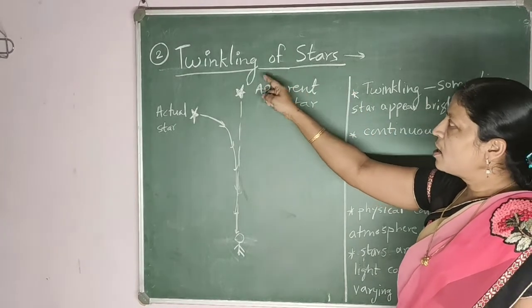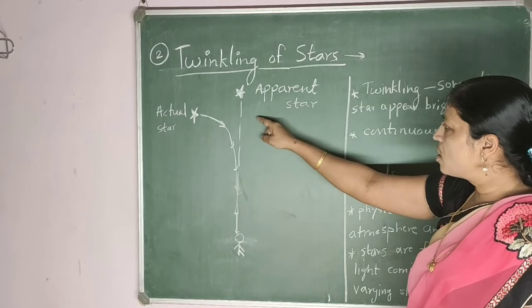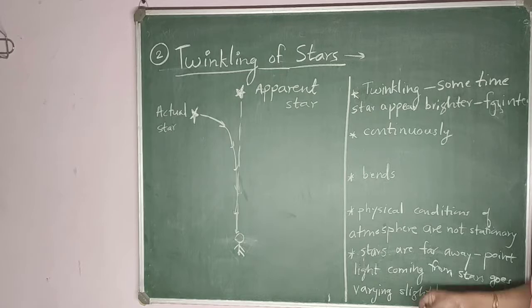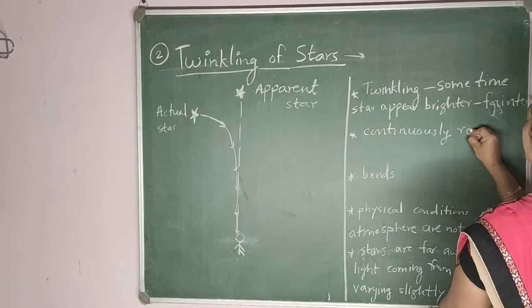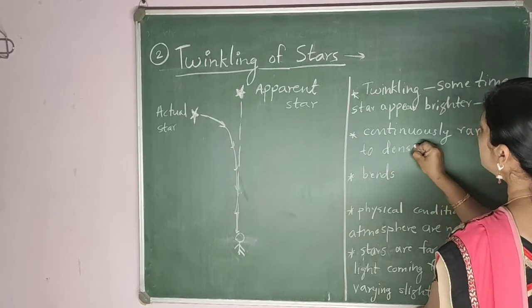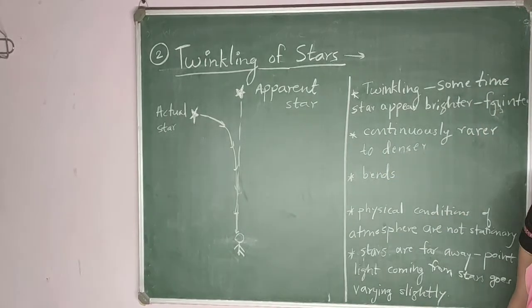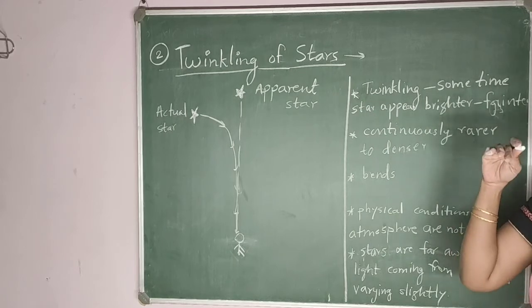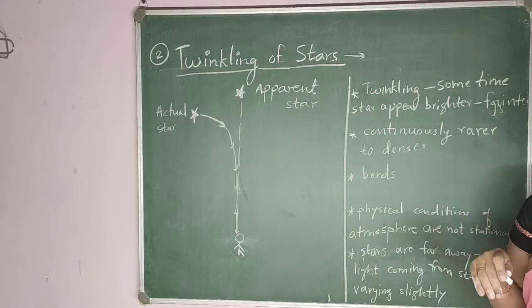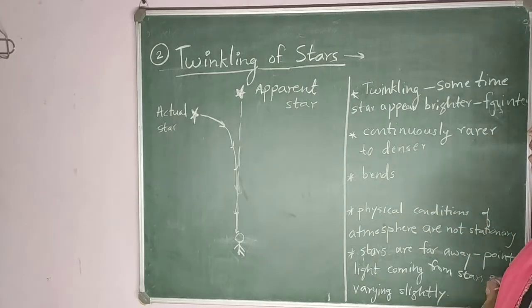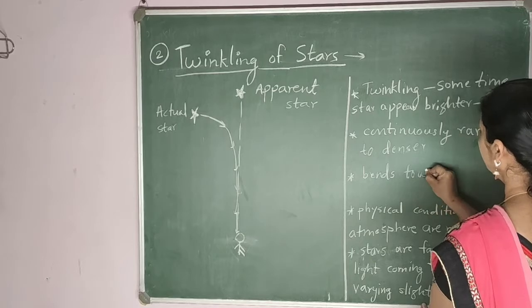When the starlight enters the Earth's atmosphere, as we know, the atmosphere of Earth has different densities. So continuously the starlight is going from rarer to denser medium when it comes from the star and reaches our eye. And as you know, rarer to denser means it always bends towards the normal.